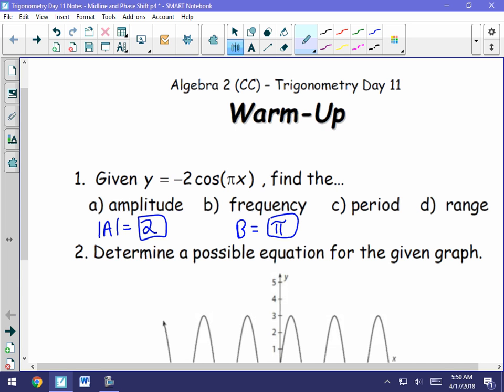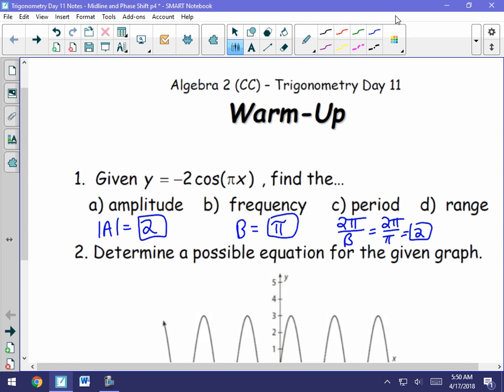The period is the length of one cycle. So if you have the frequency, you can calculate the period by doing 2 pi divided by that frequency. So we would get 2 pi divided by pi, which would give us 2. So the length of one cycle of that graph would be 2.